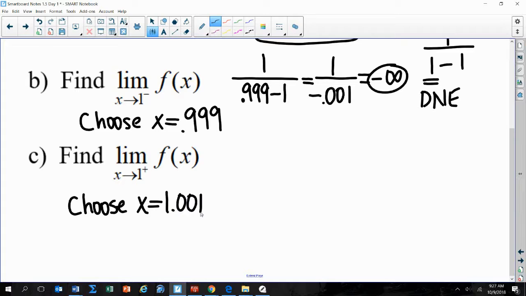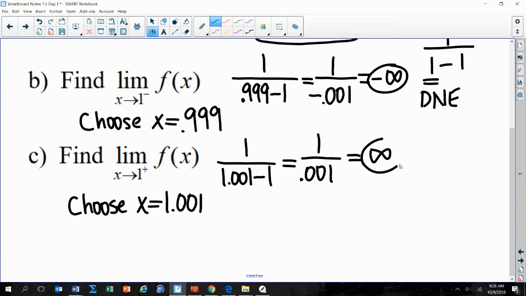If you want to get real crazy, you could do 1.0001. Okay? But it really doesn't matter because we know our answer is either going to be infinity or negative infinity. So really, as soon as I see that it's going to be 1 over a positive number, I know we're going to choose positive infinity rather than negative infinity. 1 over 0.001, that's going to go to positive infinity. Any questions about that? Yeah.